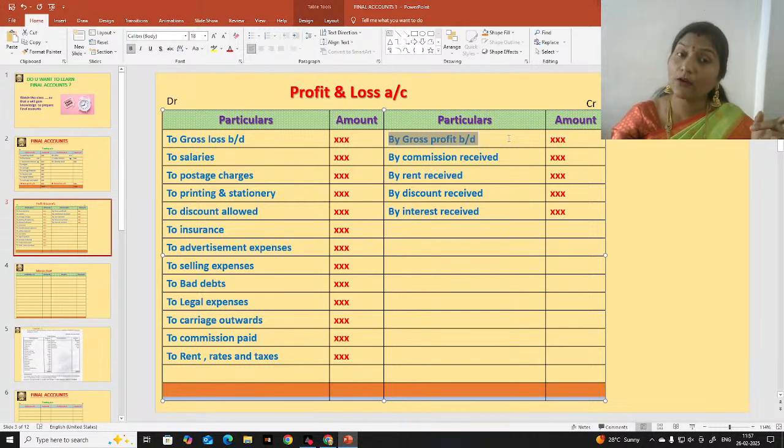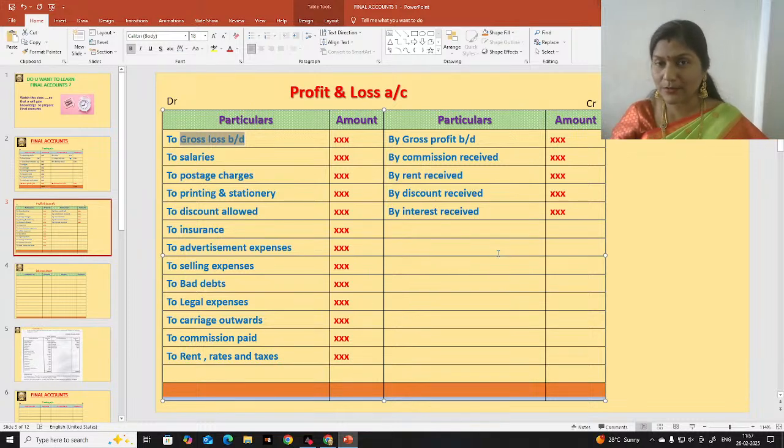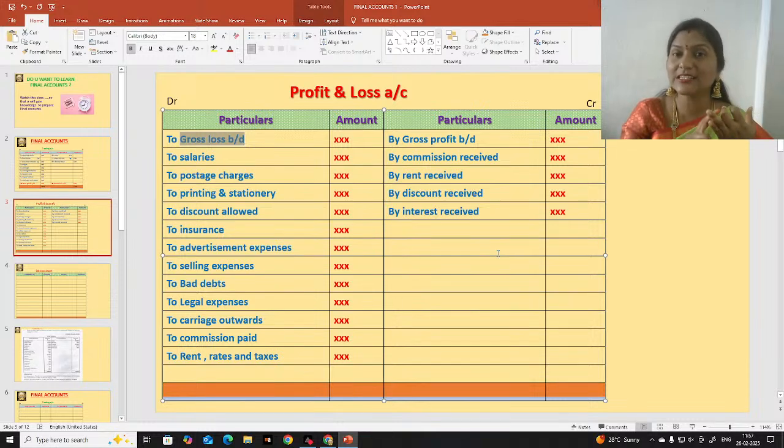Suppose in trading account you are getting gross loss, so you record it here in profit and loss account on the debit side. Okay, to gross loss brought down. After recording these two items, then what are you going to do? You are going to write on the credit side all incomes, and on the debit side expenses. Which kind of expenses? Office expenses and selling related expenses. Factory related expenses we record in trading account debit side. Okay, what are the names of those office related and selling related expenses? Here I mentioned a few which are very important expenses on the debit side.